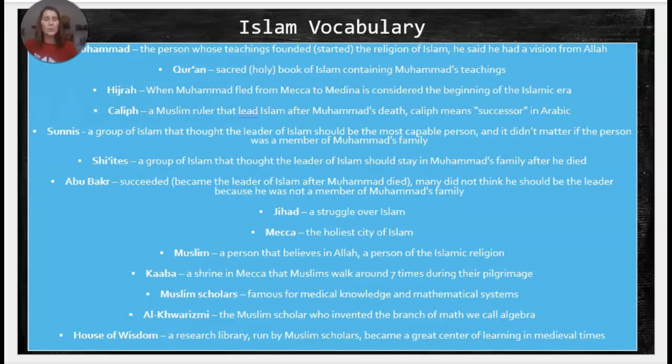Mecca is the holiest city of Islam. Muslim, a person that believes in Allah, a person of the Islamic religion. Kaaba is a shrine in Mecca. The Muslims walk around it 7 times during their pilgrimage.